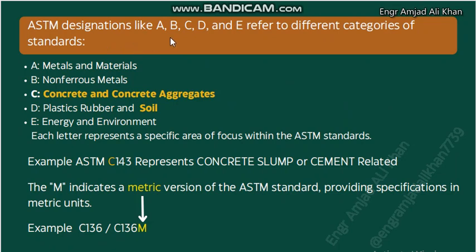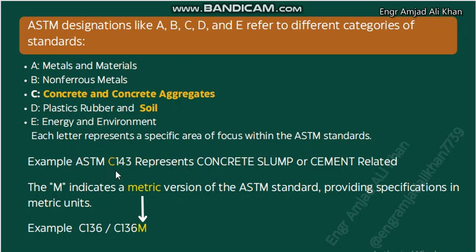ASTM designations like A, B, C, D, and E refer to different categories of standards. Now, ASTM C. What is C? For example C143. Here is the explanation. A: metals and materials. B: non-porous metals. C: concrete, concrete aggregate, and cement. D: plastics, rubbers, and soil. E: energy and environment. Each letter represents a specific area of focus within the ASTM standards.